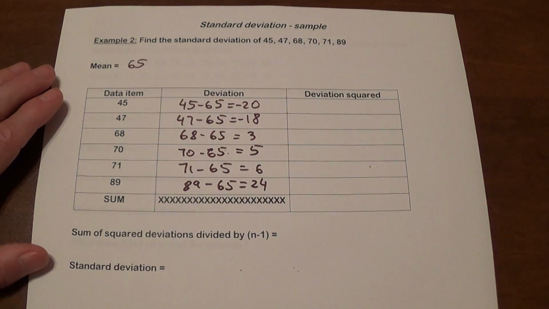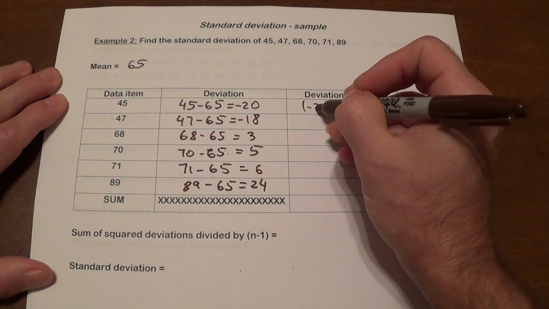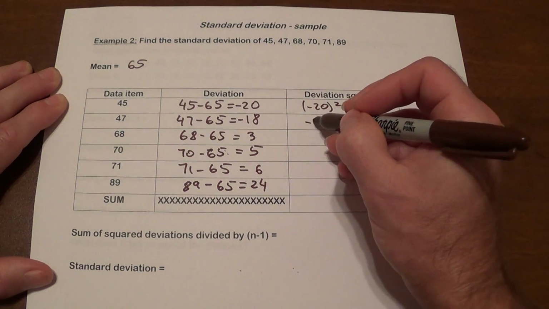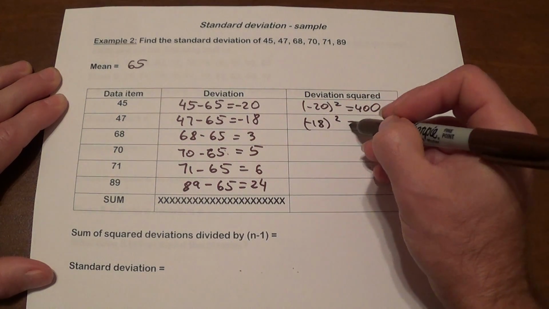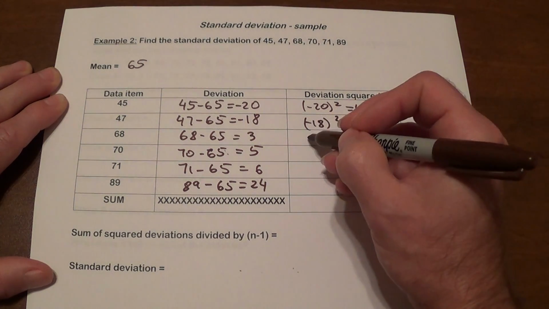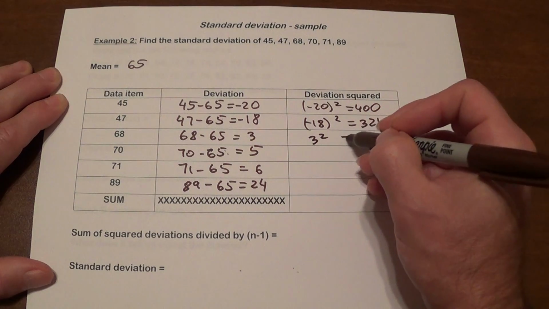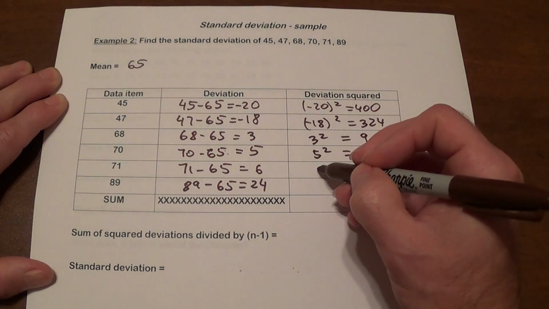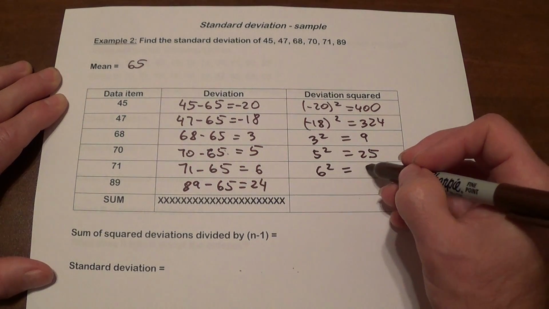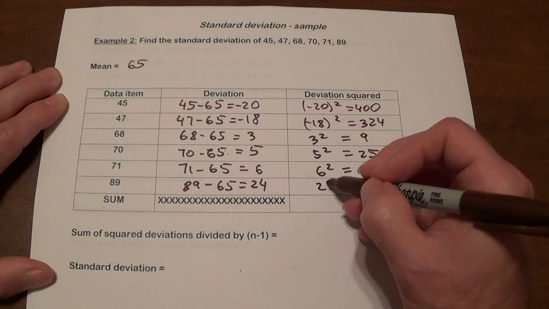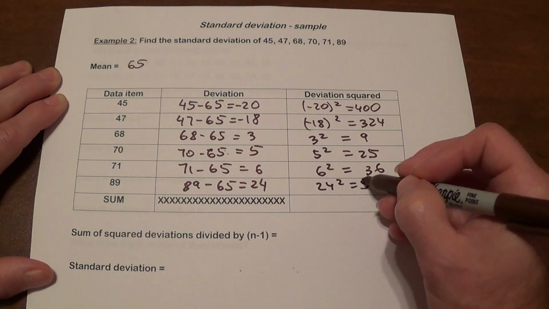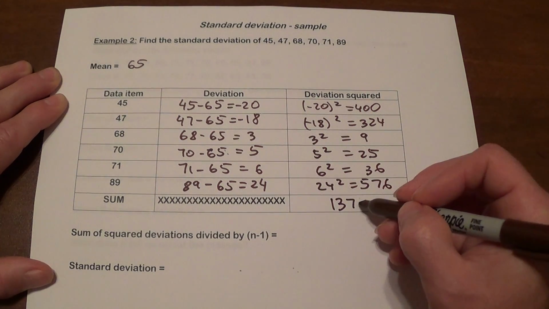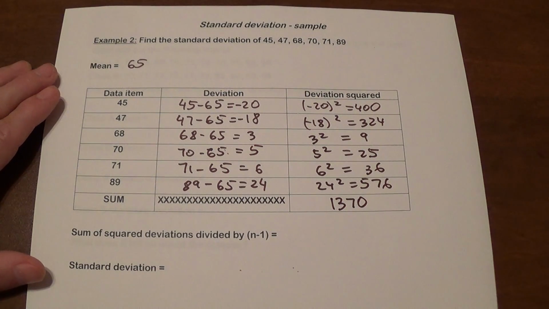Okay, squaring each of those values. Negative 20 squared is 400. Negative 18 squared is 324. 3 squared is 9. 5 squared is 25. 6 squared is 36. And 24 squared is 576. All these added together will give 1370.